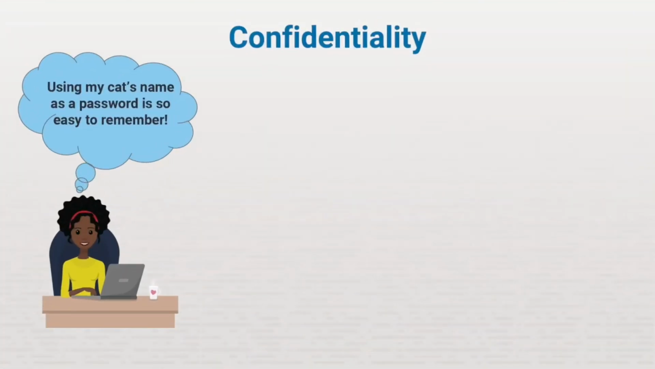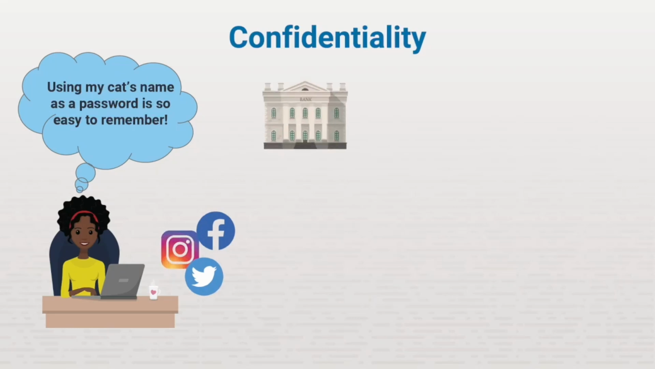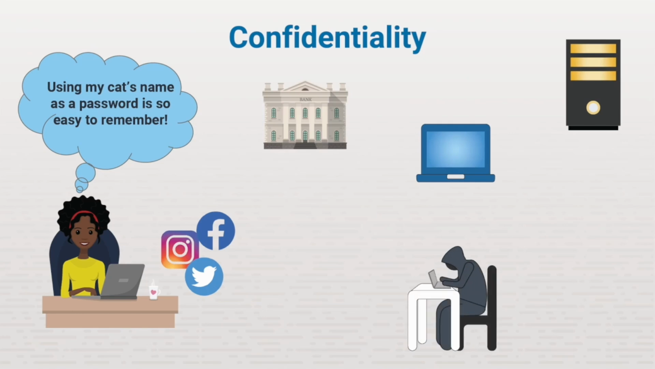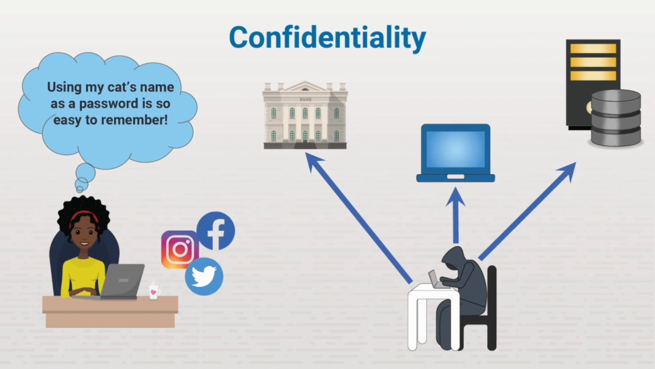Kate uses the same password for her social media account, her bank account, her company laptop, and her company network login. Kate's social media account is hacked, and the attacker discovers her password. Since Kate used the same password for all her logins, the hacker now has access to her bank account, her company laptop, and the network login. Because of her access to the network, the hacker also has access to the company database. The database's confidentiality in this example has now been compromised.